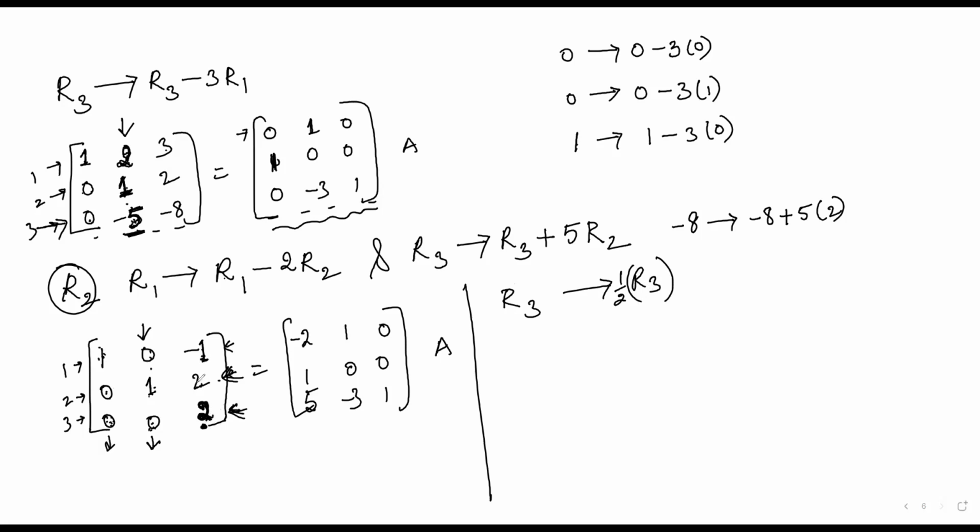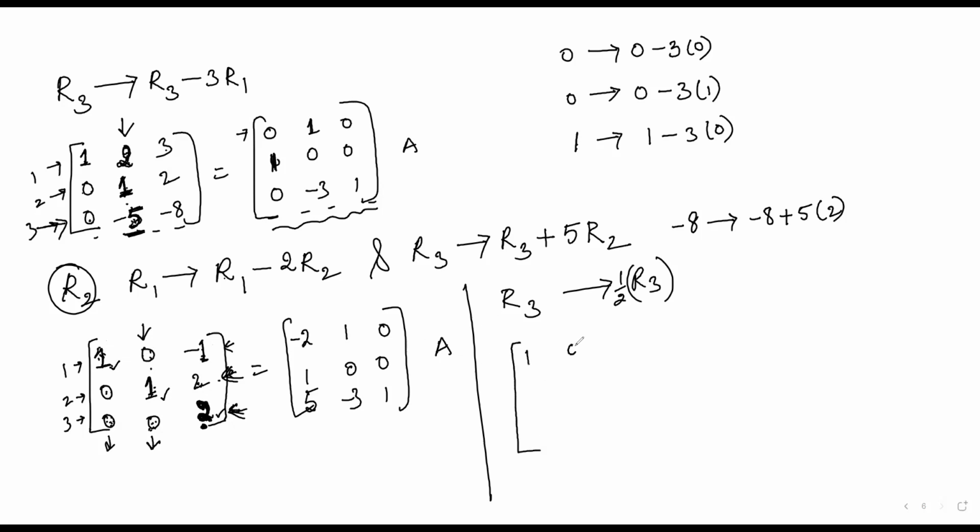Otherwise, what you can do is, this 2 you can use, and this one you can make 0, and also this one you can make 0. That's not a problem. But better is first you make this one 1, then make these 2 zeros. Then make this one 1, make these 2 zeros. If you make these 1, then these can be easily made zeros. So this is the step we are taking now.